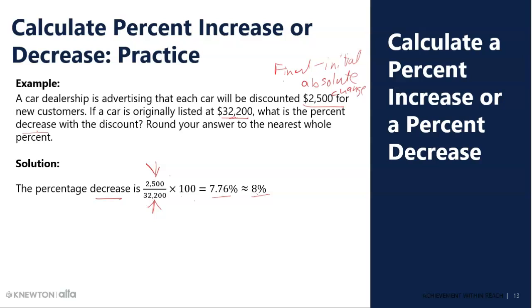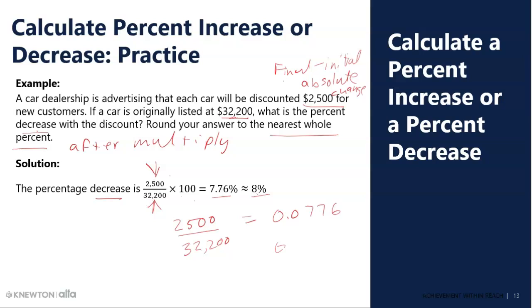So if you didn't multiply by 100, if you just did 2,500 over 32,200, you would have got 0.0776. If you rounded your answer to the nearest whole percent there, you would have got 0. You have to multiply by 100. When it says round your answer to the nearest whole percent, it means after multiplying by 100. That's a mistake I've seen more often than I would have expected. And I just want to point that out.